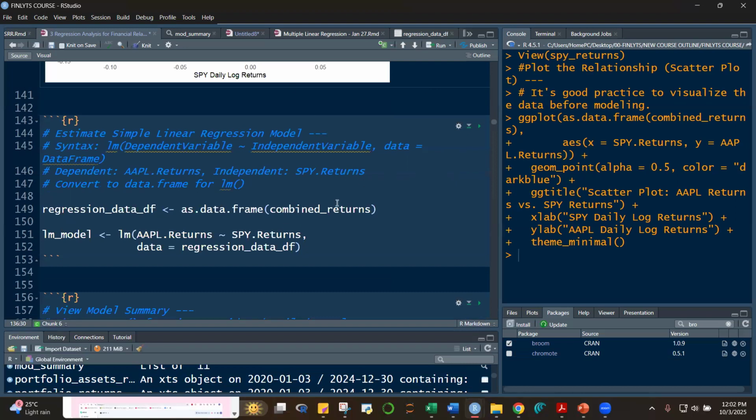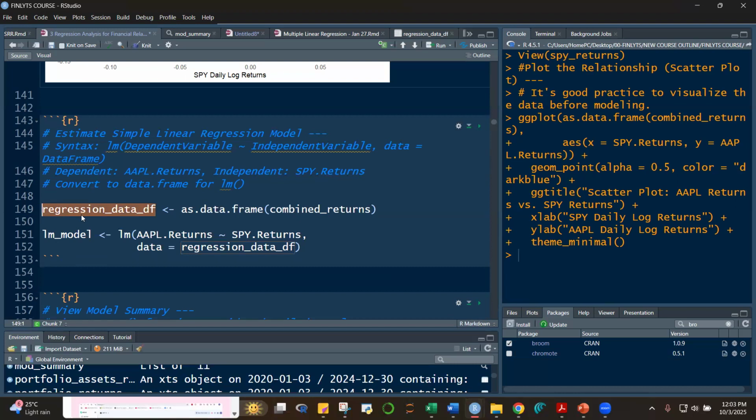Going back to the previous one, we said that the objective is to create y sub i is equal to beta null plus beta 1 x sub i. Okay. So the function, class, is this one. So first we have to convert our combined returns. Let's create this data.